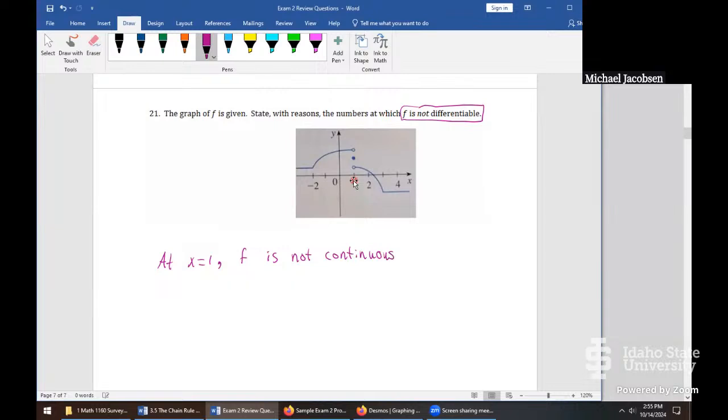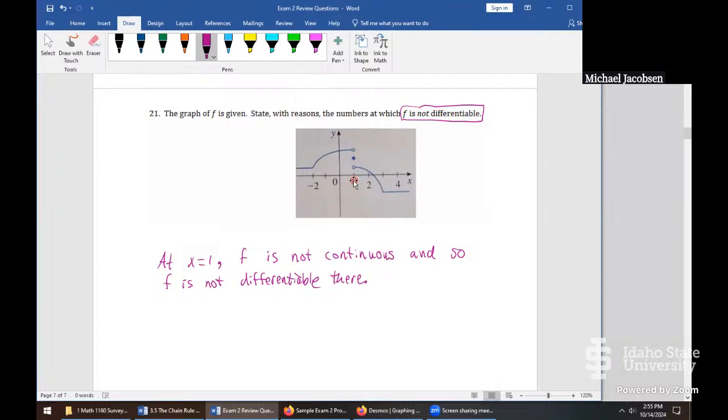That's the continuity that comes from the exam. And so f is not differentiable there. So that gives us one point where it's not differentiable, but there are two others.